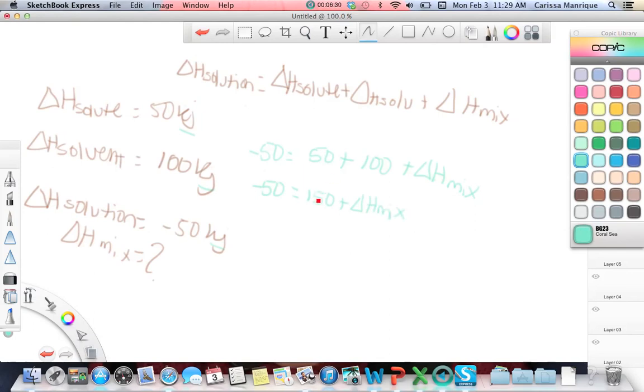Now let's bring this over here. It's a positive sign here, so we bring it over. It'll be a negative. So we have negative 50 plus negative 150 equals delta H of the mixture. So this will be negative 200 equals delta H of the mixture. And what are the units? Kilojoules. So whenever I make the mixture, it's going to release 200 kilojoules of energy.